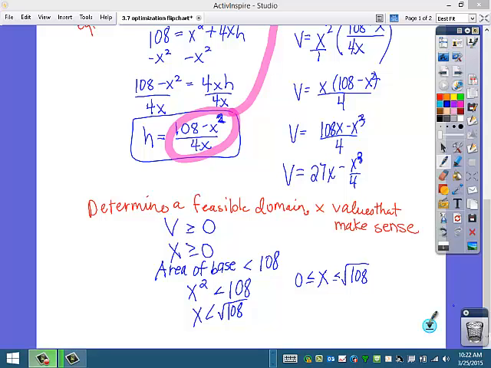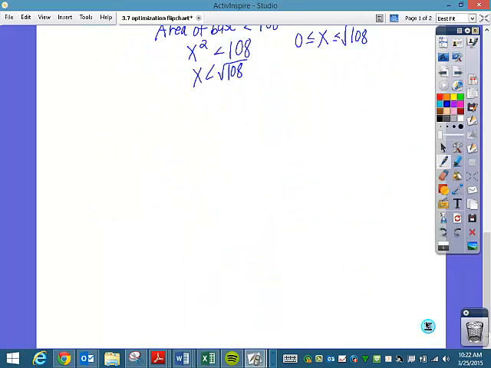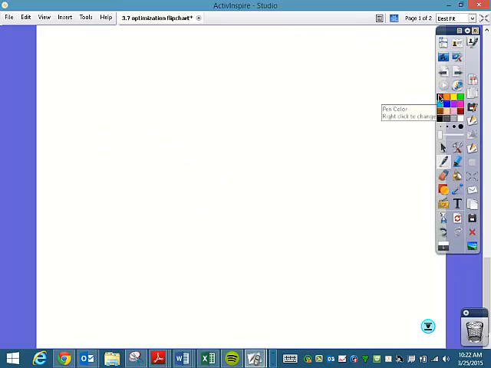So we can use the derivative to help us find where we have a maximum. Maximums and minimums occur at critical values, so I need to find my critical values. To maximize volume, find the critical values of your volume function.